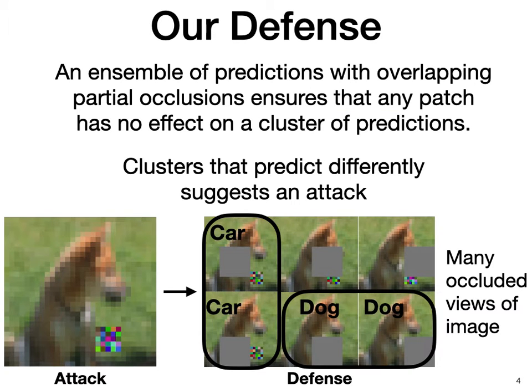We defend against this attack by getting predictions from overlapping occluded views of the image. Having clusters that predict unanimously for different labels suggests an attack. We size the occlude area to be slightly larger than the attack model sticker size, guaranteeing that the attack is completely hidden for several predictions. For instance, in this toy example, the two bottom right occlusions completely hide the attack.